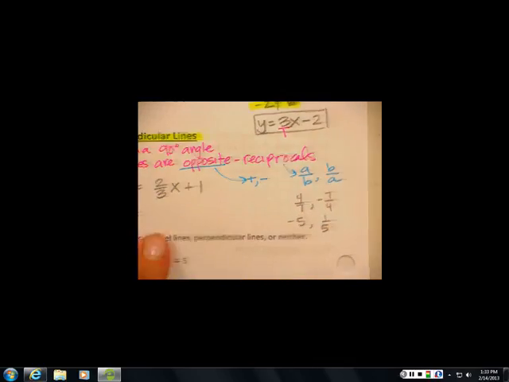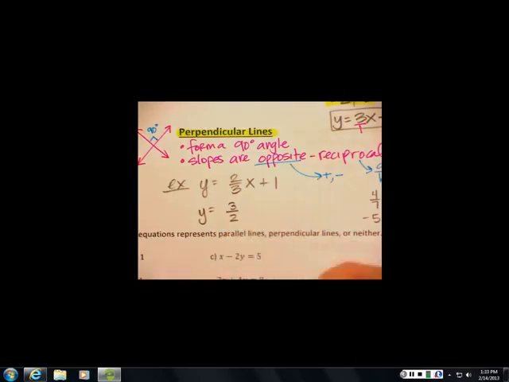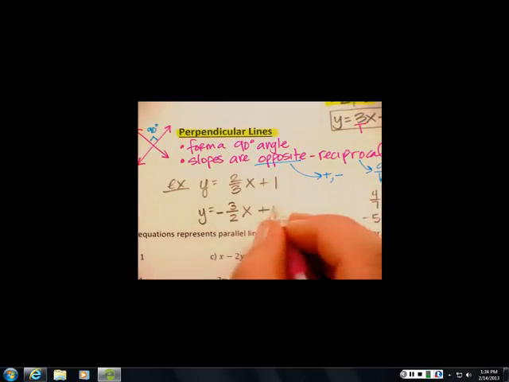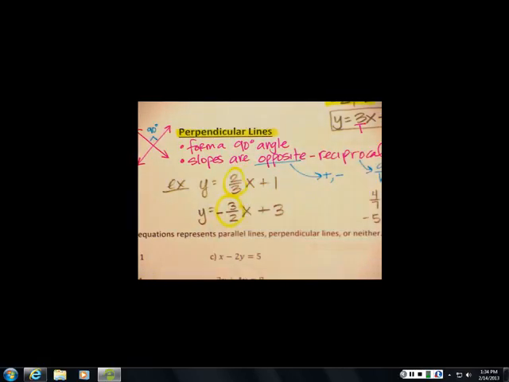So back to our problem. The opposite reciprocal of 2/3, well, I know I need to turn this fraction upside down, right? I'm going to take the reciprocal of 2/3, which is 3/2, but I also need to change the sign. So y equals negative 3/2 x, and then we can say whatever we want for this last piece. We could say plus 3, minus 4, plus 1,000. Again, the only thing that matters is the slope. The slopes need to be opposite reciprocals of each other.